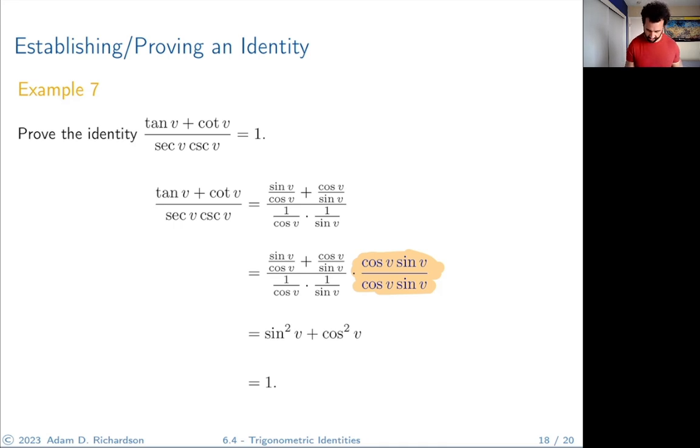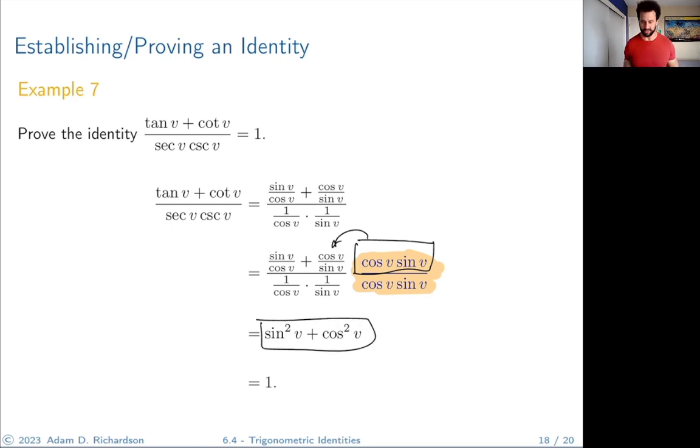There's more than one way to manipulate an expression like this, but I like this method because when you distribute the cosine v sine v to both of these terms over here, it's going to cancel with something in the denominator of those two fractions. So when I distribute it to this piece here, the sine v over cosine v, the cosine v will cancel. And what I'll be left with is sine times sine, which is sine squared. And when I distribute this cosine v sine v to this one, the sine v's will cancel, and I'll be left with cosine v times cosine v, which is cosine squared v. So that's what happens in the numerator.